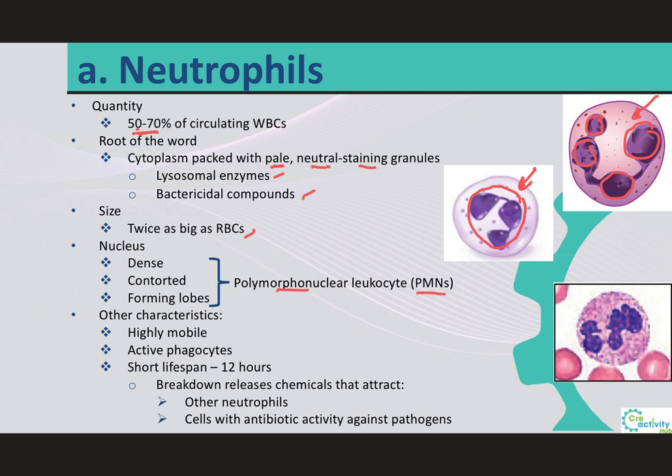These cells are highly mobile, meaning that they're able to move very well, and because of this, they're going to be the first of the white blood cells to arrive at a site of injury. They are very active phagocytes. They specialize in attacking and digesting bacteria, and they usually have a very short lifespan. They're going to survive for only about 12 hours.